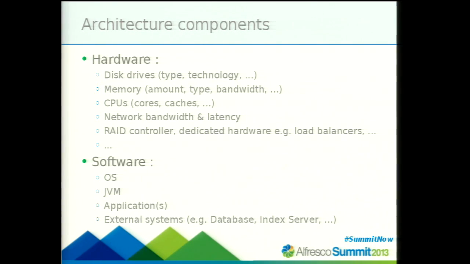multi-threading, all that stuff. You obviously have network going on between all those components. That network has a specific bandwidth and specific latency. And for the storage part, you can have a RAID controller, you can have dedicated hardware, you can have a replicated disk or whatever. And on the software side, you have obviously the OS, the JVM, the applications, and of course also all the external systems that the architecture that we presented will interact with, namely the database, the index server, the storage tier, whatever.